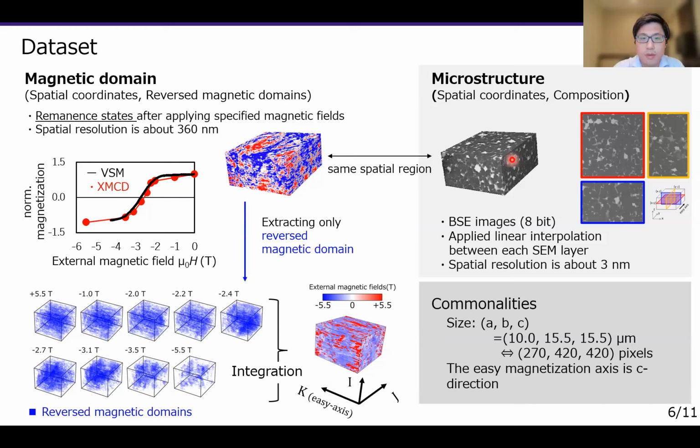For the 3D microstructure, I carried out SEM, and the SEM microstructure is used as baseline images. The size of the obtained magnetic domain structure and microstructure is 10 by 15.5 by 15.5 nanometers.